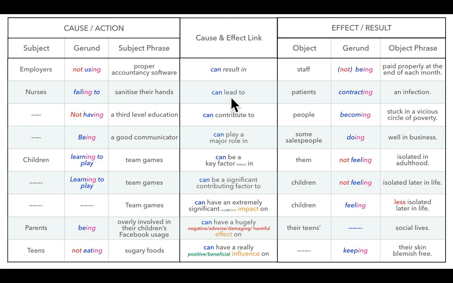Also, don't forget the verbs. It's play a major role, not be a major role. That's a common mistake. It's be a key factor, not play a key factor. It's be a significant contributing factor, not play, okay? And it's have an extremely significant impact, effect, and influence. Look, have influence, have effect, have impact. So make sure you get the verbs right as well. And that's all there is to it.